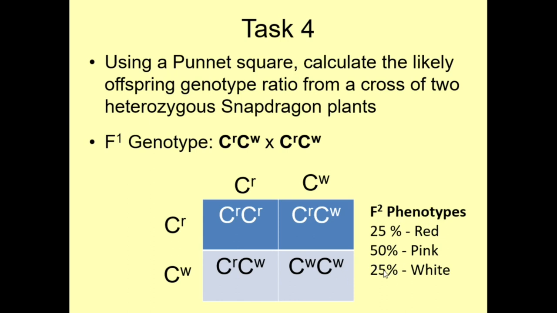What would your phenotypes be from the F1 cross in your F2 generation? You would expect to see 25% red, 50% pink, and 25% white. Okay, so that's how we can do a simple Punnett square again for a different type of dominance. We're looking at incomplete dominance here, and we can still use those Punnett squares to work that out.